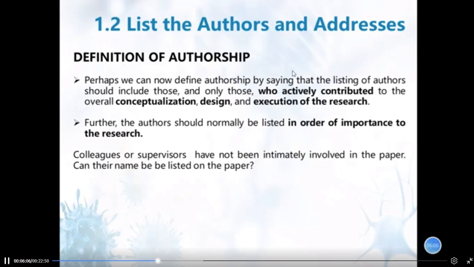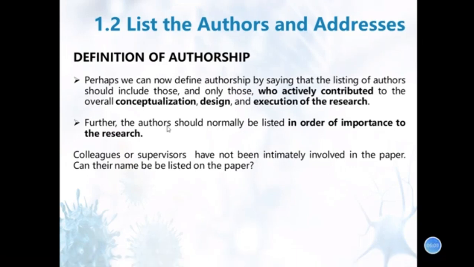Definition of authorship, we always know. Perhaps we can now define authorship by seeing the list of the authors. It should include only those who actively contributed to the overall conceptualization, design, or execution of the research. No contribution, no listing. Further, the authors should normally be listed in the order of importance to the research.